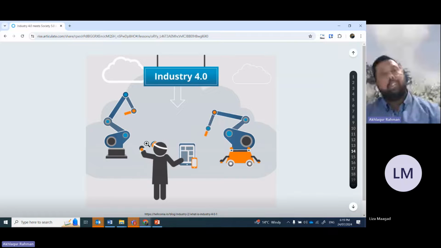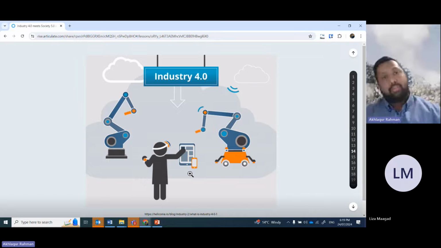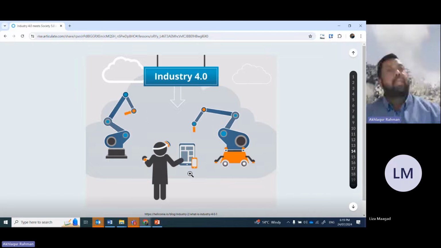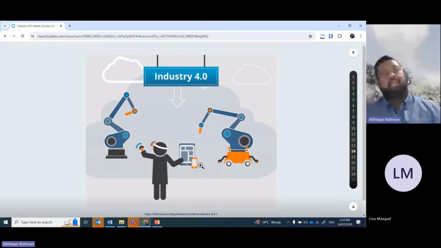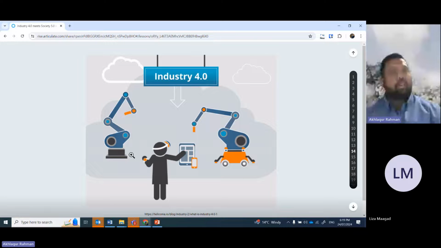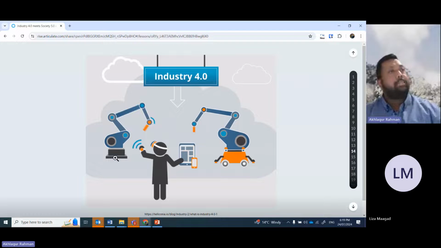So that means a lot of the tasks that the humans would be doing on the plant floor can now be automated, hence the term automation, with help from the robots, or the machines that are doing that, which now have internet capability.